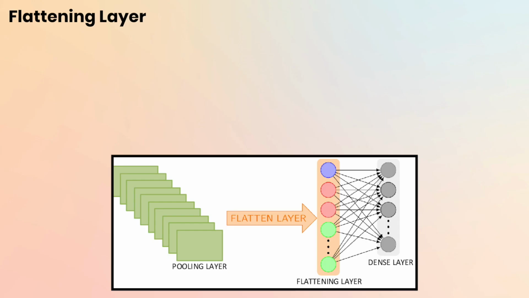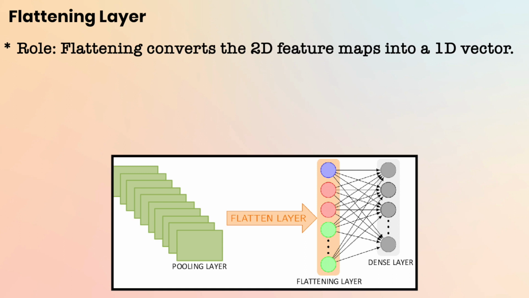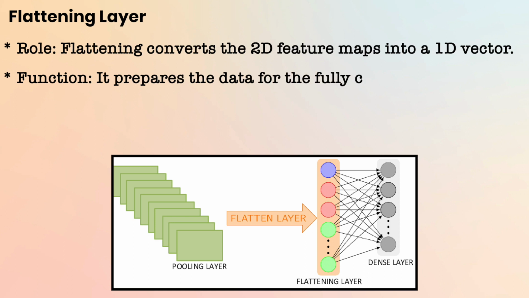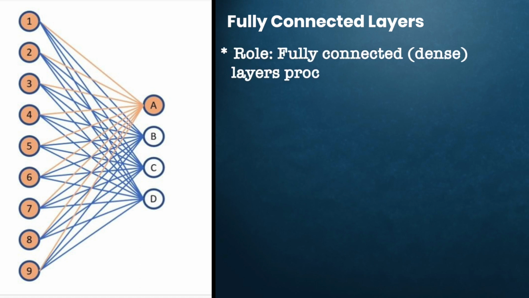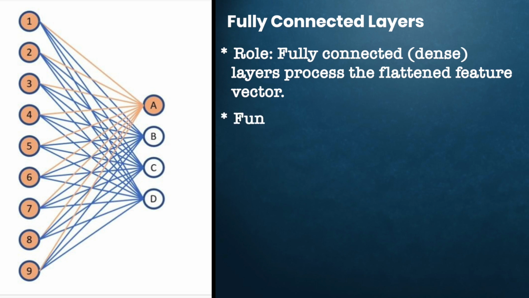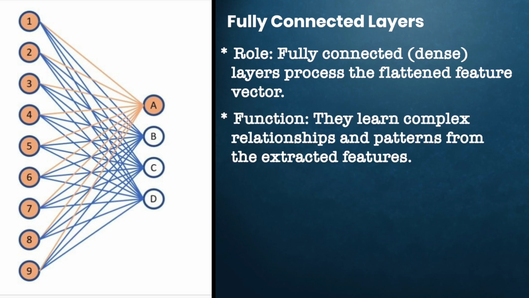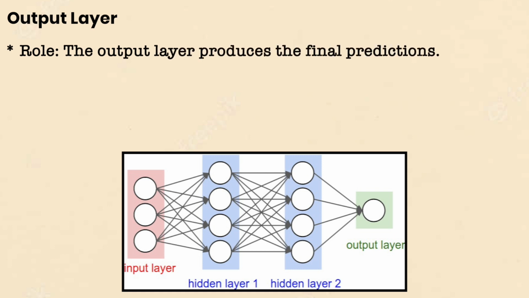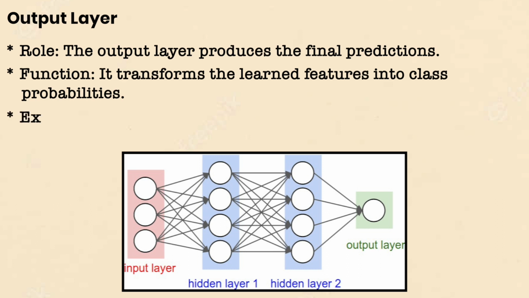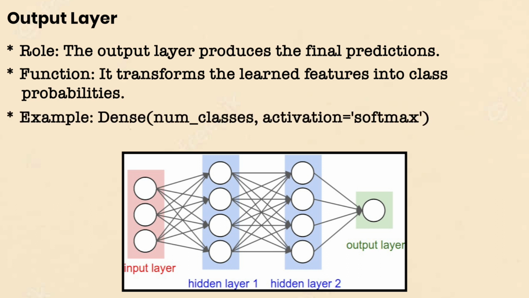Flattening layer. Flattening converts the 2D feature maps into a 1D vector. It prepares the data for the fully connected layers. Fully connected layers process the flattened feature vector. They learn complex relationships and patterns from the extracted features. Output layer. The output layer produces the final predictions. It transforms the learned features into class probabilities.